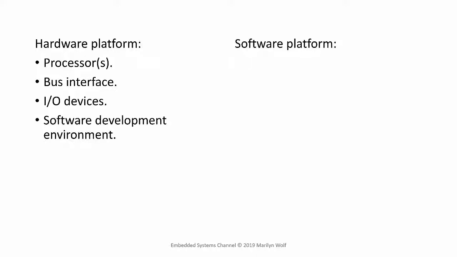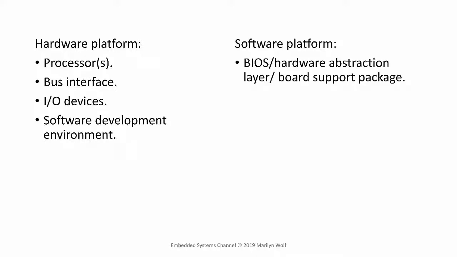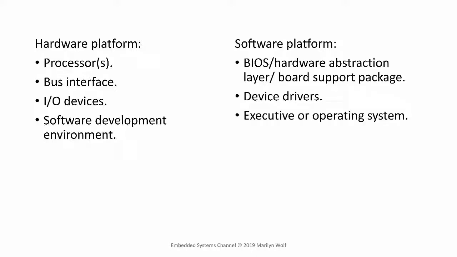The choice of a microcontroller or computing platform is an important part of the interface design process. Considerations include both hardware and software. The hardware platform includes processor or processors, the bus interface, the I/O devices, and the software development environment. The software part of the platform includes what goes by any of several names: BIOS, hardware abstraction layer, or board support package, the device drivers, and the executive or the operating system that control the tasks.